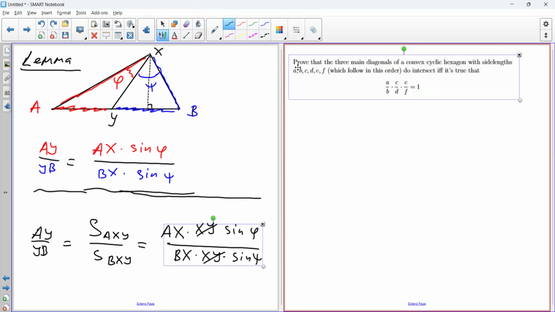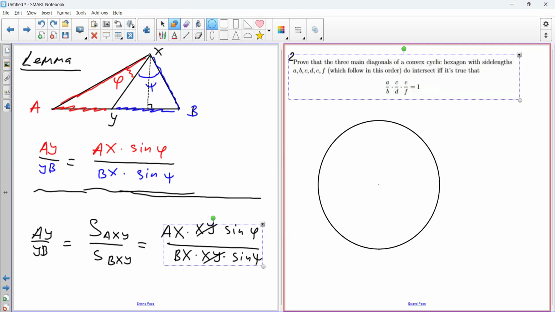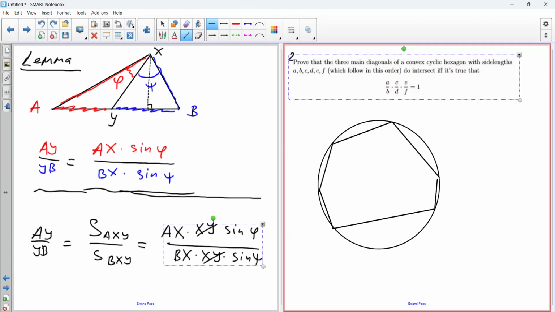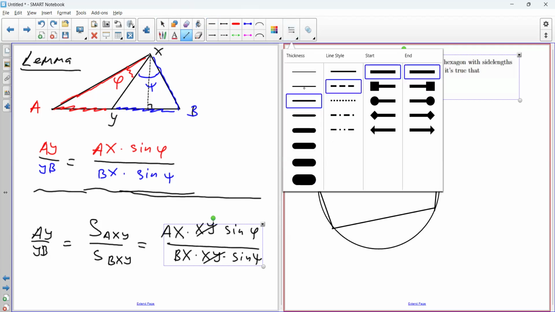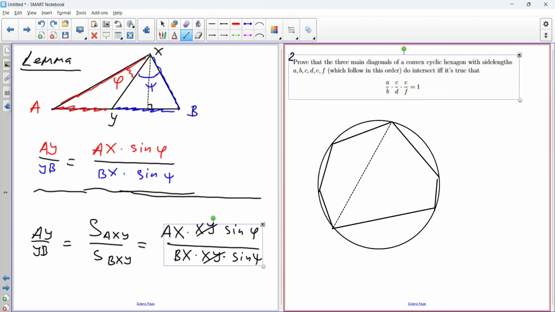So problem number 2, we had this circle. We have some hexagon. We have its main diagonals. And it should be just drawn as the statement doesn't hold.